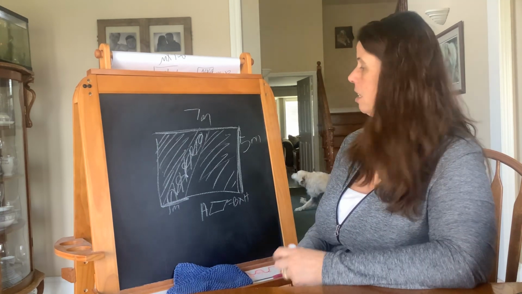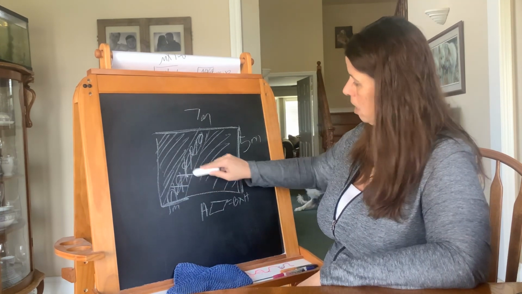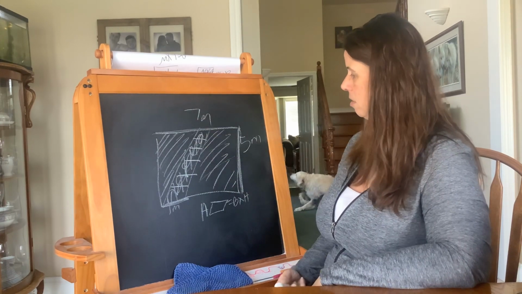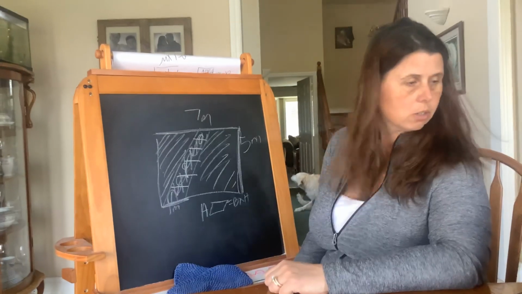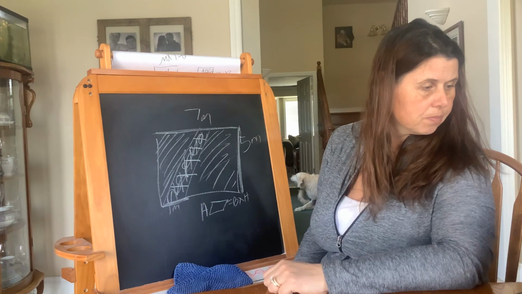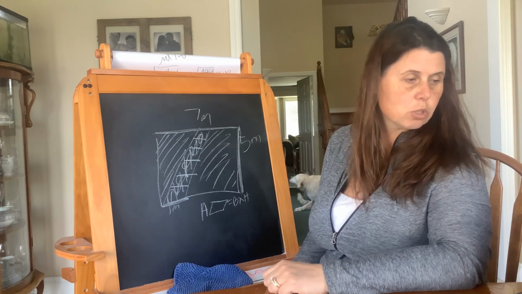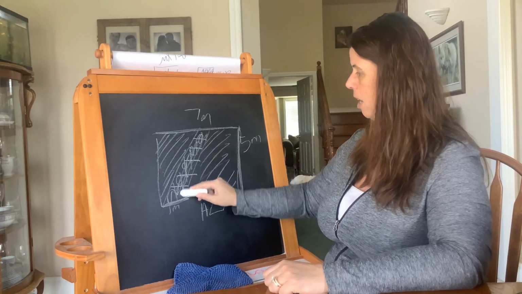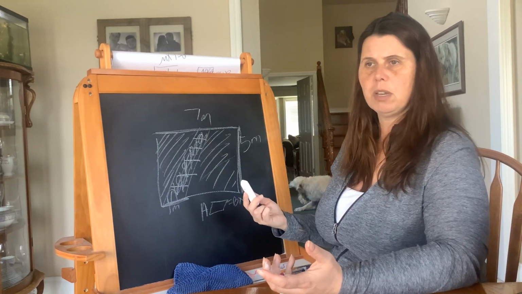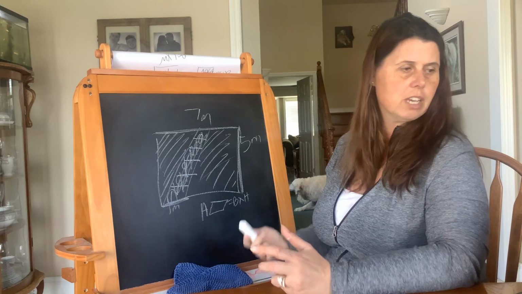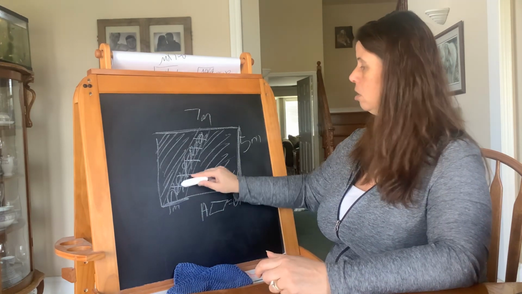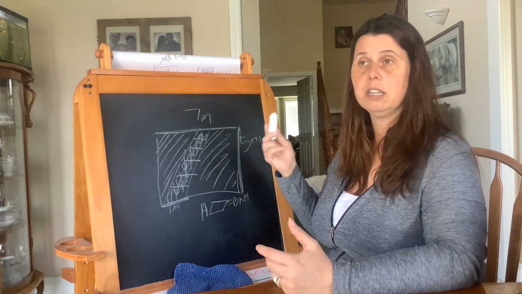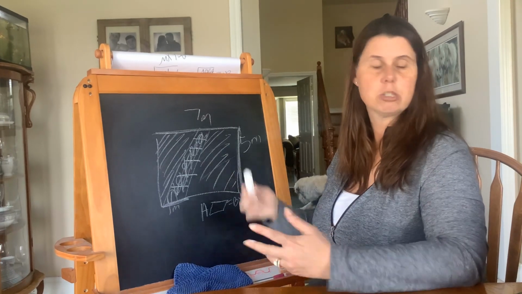The path is covered in tiles, so they want to know how much it costs to buy the tiles. The tiles are $3 a square meter, right? Well, you already know what the area of the path is, so you just have to times it by $3. That'll tell you how many dollars it costs to put tiles on that square meterage.